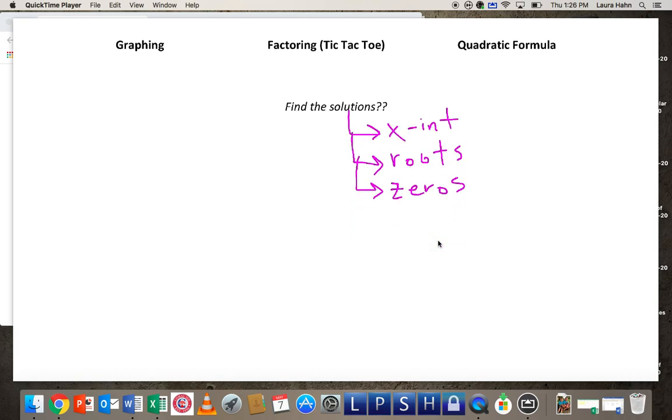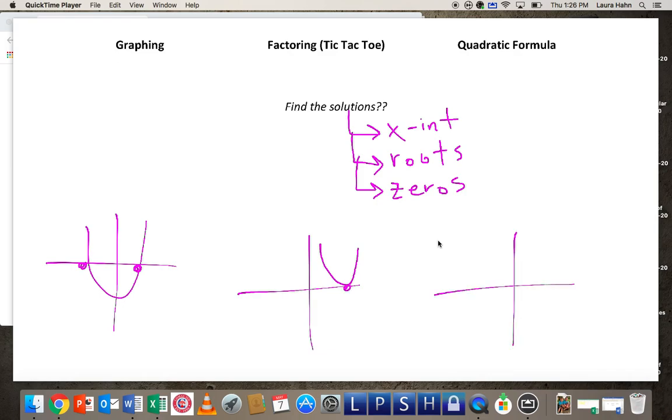Okay, so let's say that this is my x and y axis. I could have a parabola that crosses the x-axis twice. I could have a parabola that only touches the x-axis in one spot. Or I could have a parabola that never ever even touches the x-axis. So this first one is when we would have two answers separated by a comma. This is when we would only have one, and this is when we would put no solution because it never touches the x-axis.